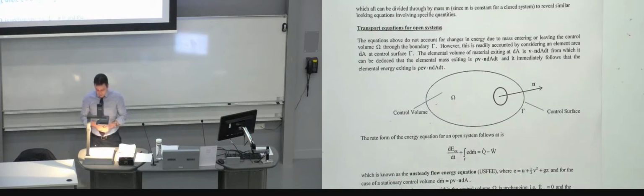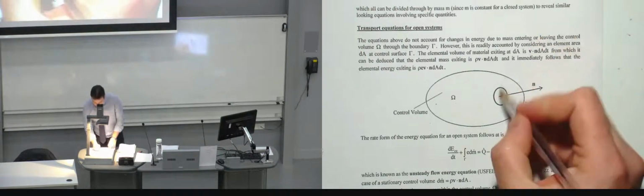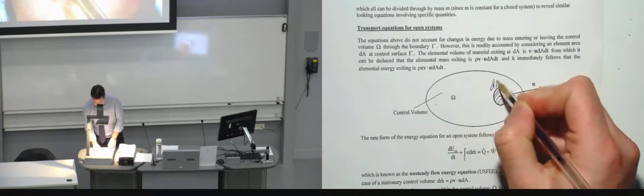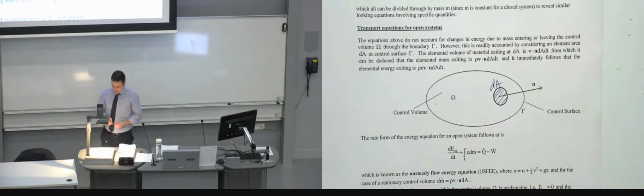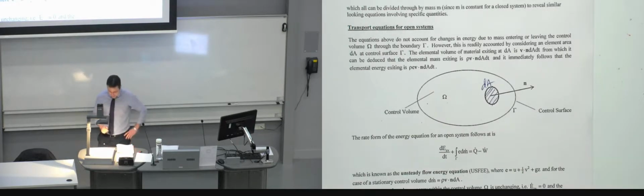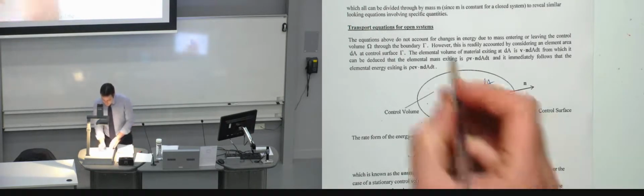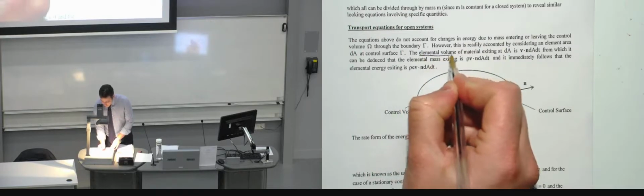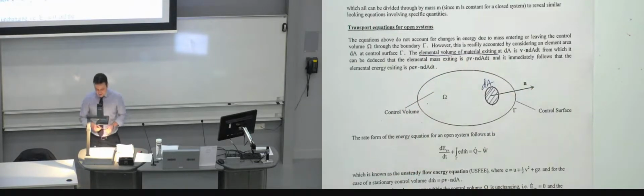Omega is the control volume, and gamma is really your boundary. You could have a number of boundaries in here. And of course this is dA, the elemental area. If you want to, for example, write down an equation for the elemental volume of material exiting at dA.